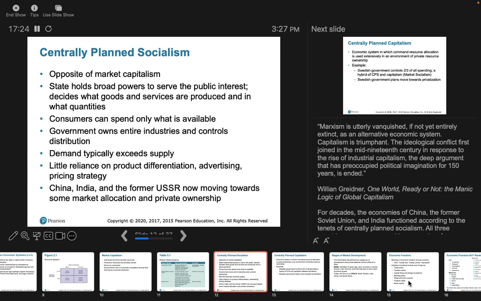Okay, it decides what goods and services are produced and in what quantities. Okay, and consumers can spend only what is available. Government owns entire industry and controls distribution. Demand typically exceeds supply. Little reliance on product differentiation and advertising pricing strategy. The countries which adopt this style are China, okay, India, and the former USSR are now moving towards some market allocation and private ownership.